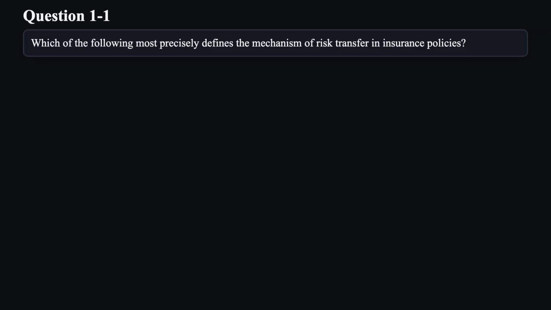Let's walk through the format. I'll read each question and its choices. Let's get started. Question 1. Which of the following most precisely defines the mechanism of risk transfer in insurance policies?